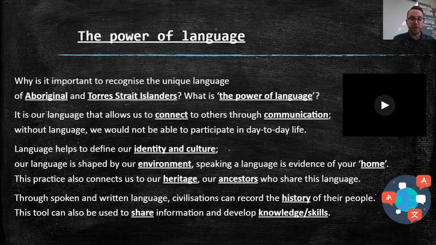Through spoken and written language, civilizations can record the history of their people. Without language, we wouldn't have history. We wouldn't have a record of what has happened in the past, why we are here, how did we get here. Language can also be used to share information and develop knowledge and skills. It's very difficult to learn anything or to teach someone something if you can't speak, if you don't have the same language. That's why it's important to recognize the different languages of Aboriginal and Torres Strait Islanders.